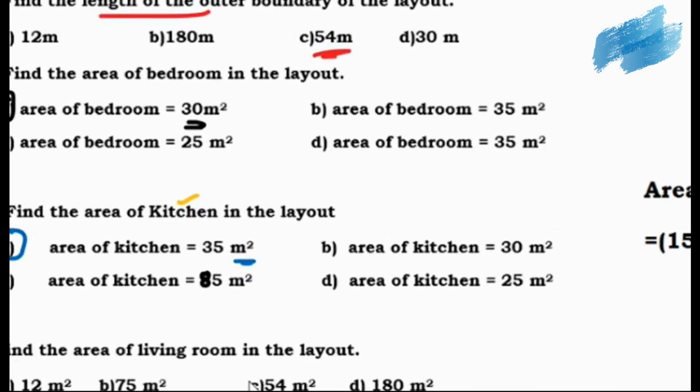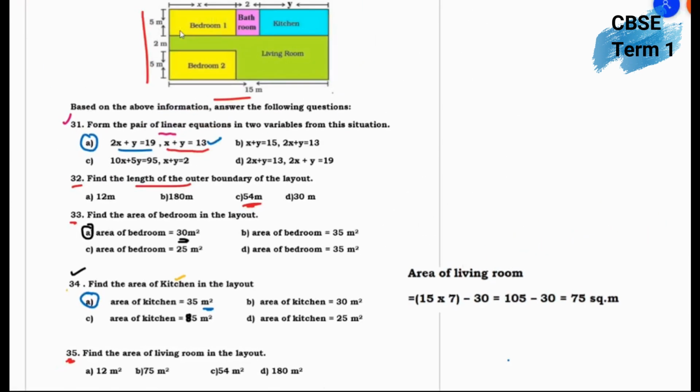35th question, find the area of the living room in the layout. So we'll take only the green part as the living room, and we have to find the area of the green part minus the area of this second bedroom, which gives you the area of the living room. Area of the green part is 15 times 7. 15 times 5 plus 2 is 7. There is a green part, which is nothing but 105 minus 30. 30 is the area of the bedroom. So 105 minus 30 is 75 square meters. So the correct option for the 35th question is B, 75 meters square.